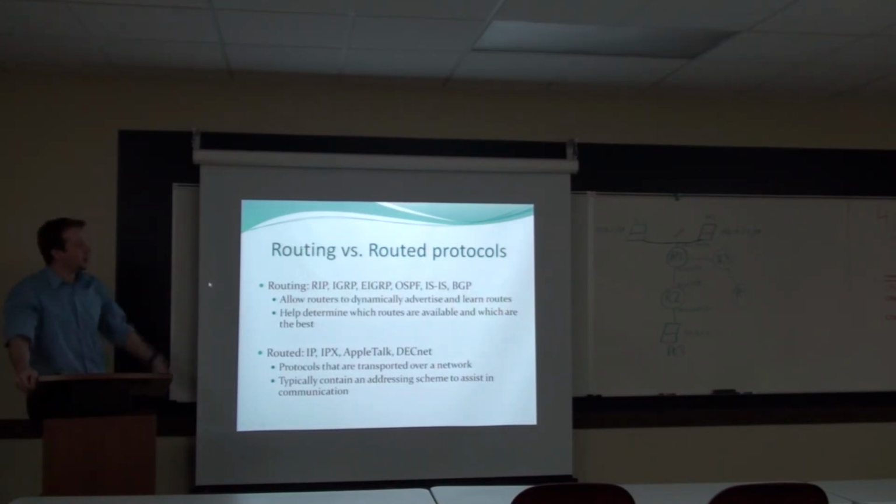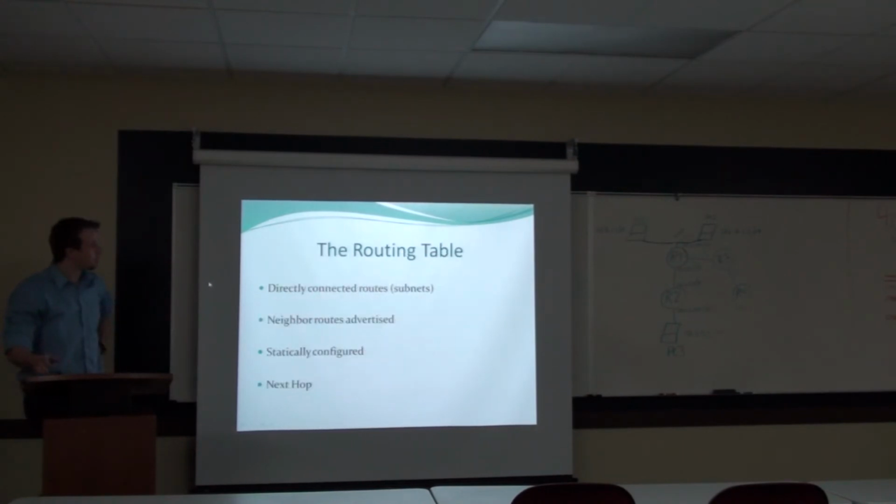So, as I talked about earlier, the routing table is going to contain directly connected subnets. So up there, R1 is going to have 172.16.1.0/24. It's not going to have every IP address associated with that interface in its routing table. It's just going to contain the actual subnet itself.